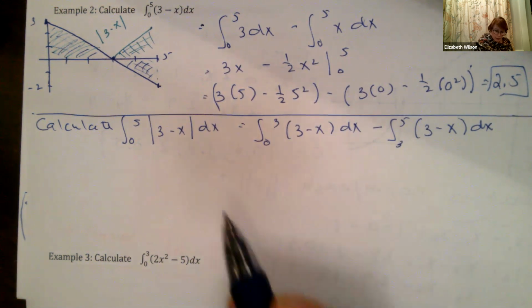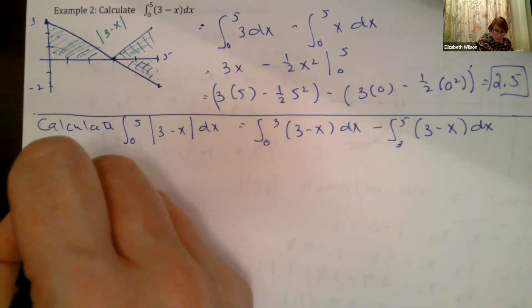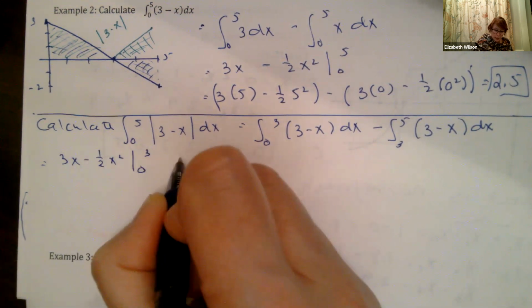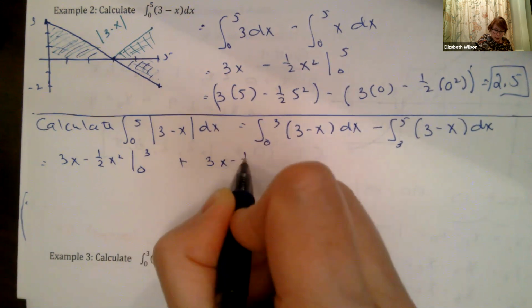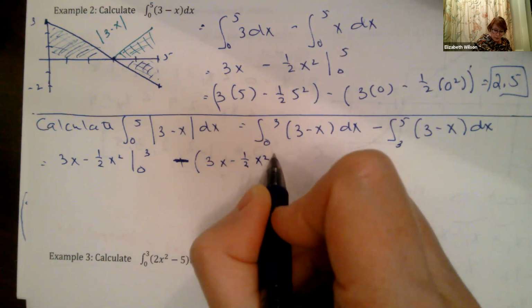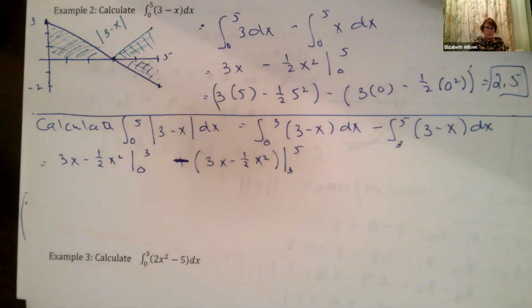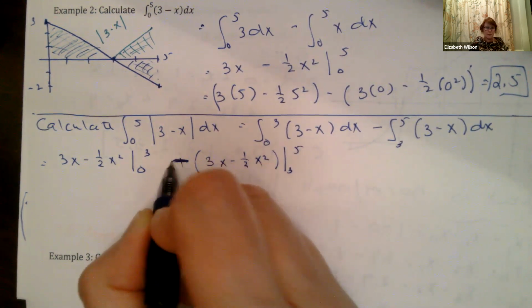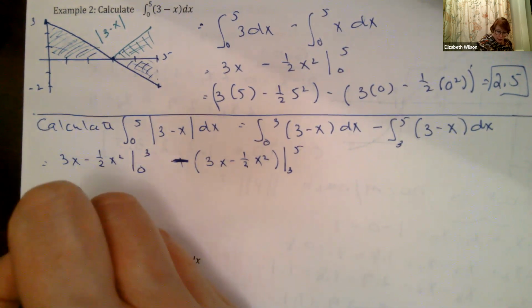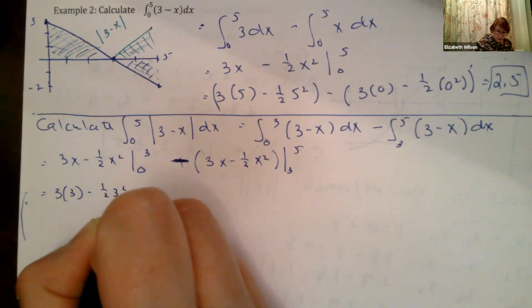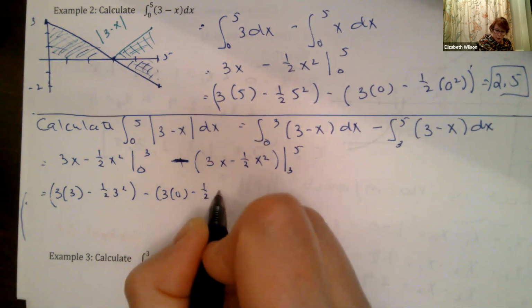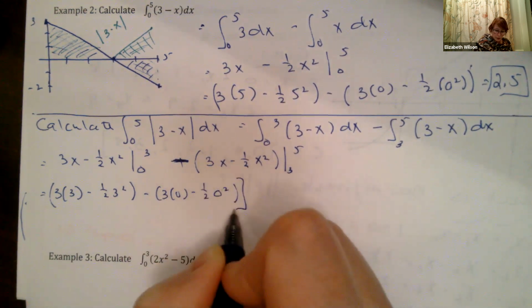So let's go ahead and evaluate. So this is going to look like 3x minus 1/2 x squared evaluated from 0 to 3 plus, sorry, that's a negative, minus 3x minus 1/2 x squared from 3 to 5. Okay, sorry, this is a minus. Okay, so we're going to do the same thing like we did before. So this goes 3 times 3 minus 1/2, 3 squared, minus 3 times 0 minus 1/2. I don't usually plug in the zeros, but I'm just showing you here.